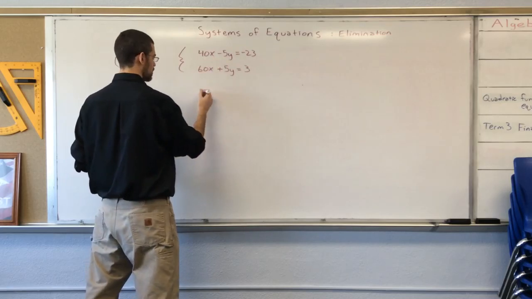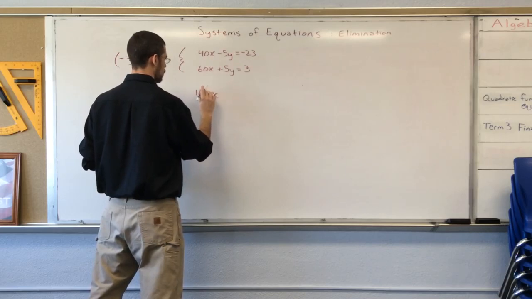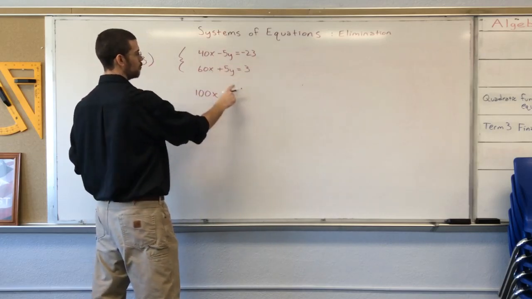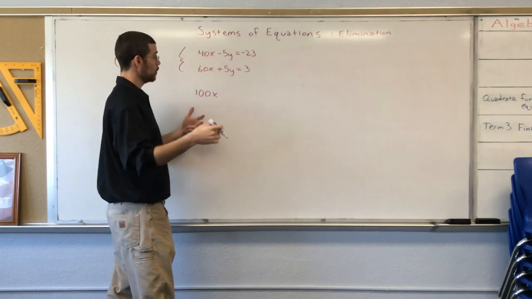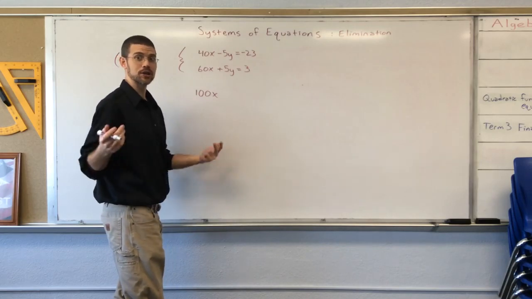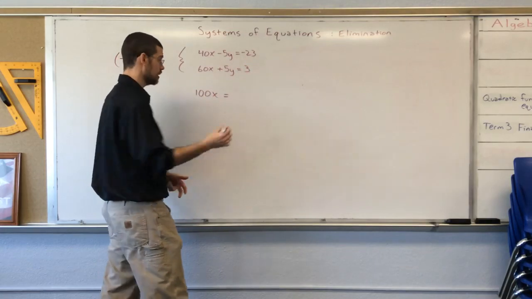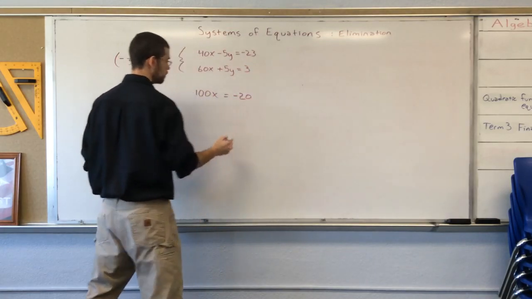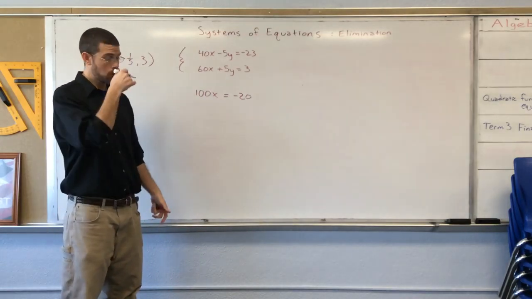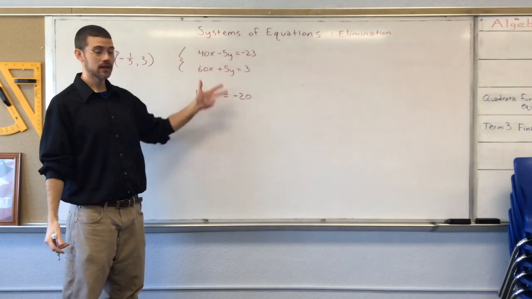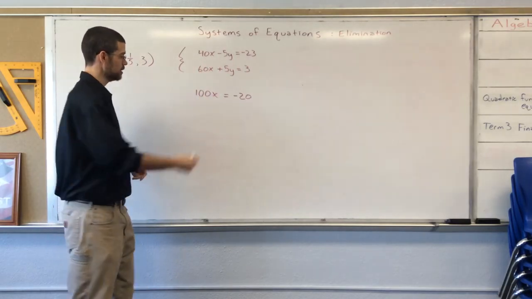40x's plus 60x's gives us 100x's. Negative 5y plus 5y, that's 0, right? When we add those y's, they disappear. And then negative 23 plus 3 is negative 20. And all of a sudden, we have a new equation with one variable. We've eliminated the y variable and given ourselves an equation with one variable, which we can solve.